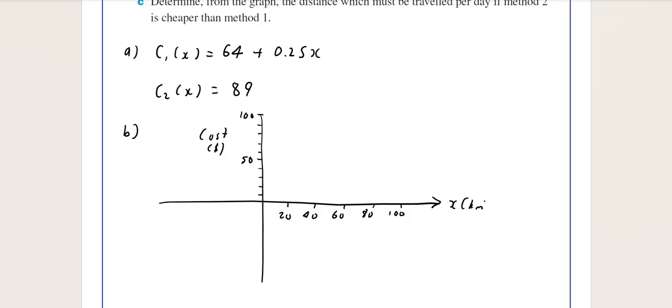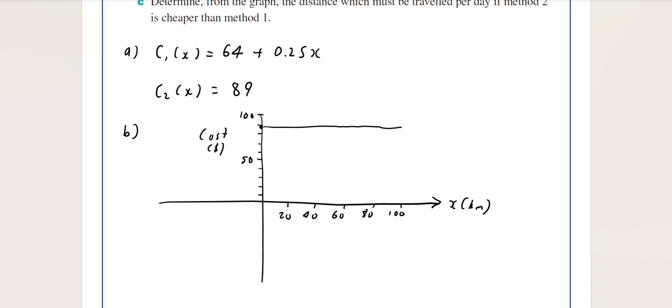I'd say that this is in kilometers as well. Now, I want to draw both my graphs. I'll start with the easiest one, which is the second one. It's a flat rate of $89. So I look at where 89 is. It's going to be about here. And it's going to be $89 regardless of how long they drive for. So just a nice flat line, $89 cost. Doesn't depend on the kilometers traveled, so it should be just a nice straight line.